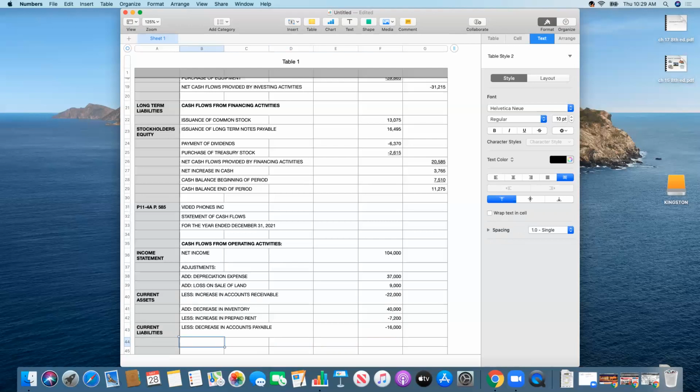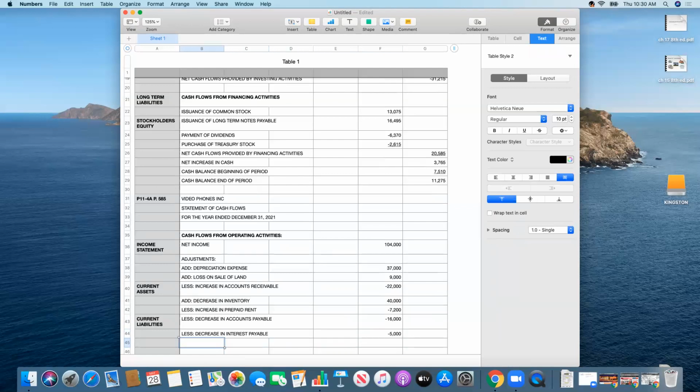Less decrease in interest payable, minus 5. And add increase in income tax payable. That's a plus 1.